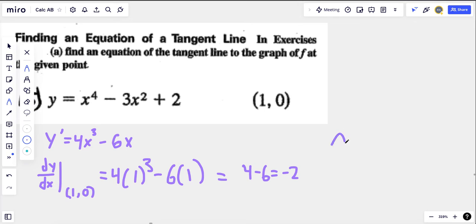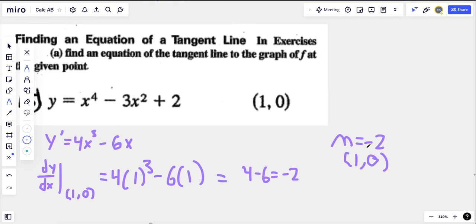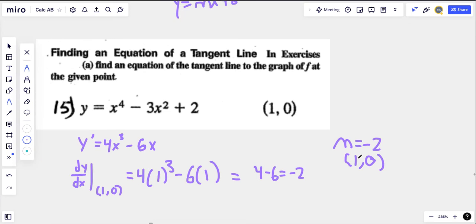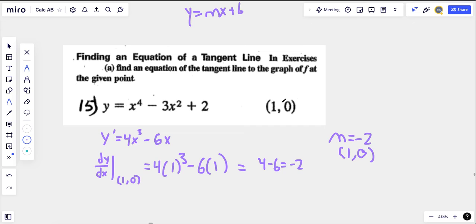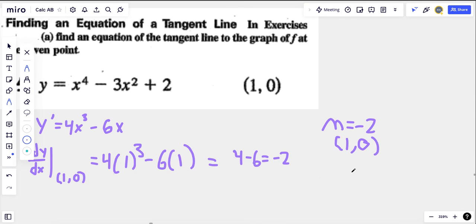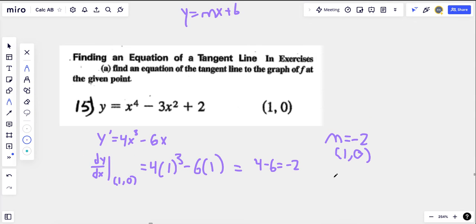So I always like to write it like this. Our slope is negative 2. Our point is (1, 0). And this should be familiar from algebra: if you have a slope and a point, make an equation. The way I like to do it is to use slope-intercept form. So the way I do it is just fill in the slope-intercept form.